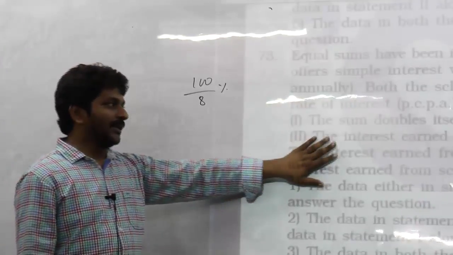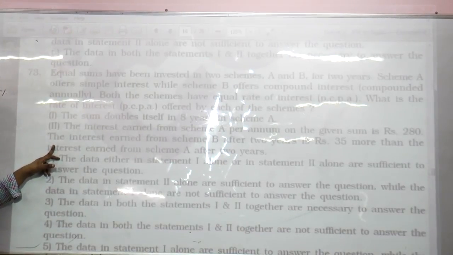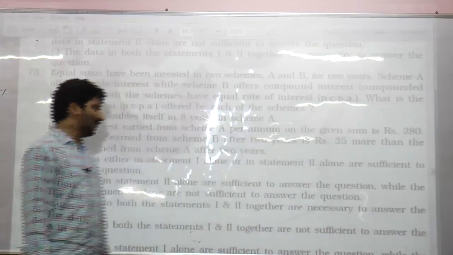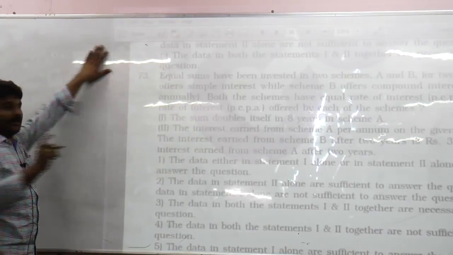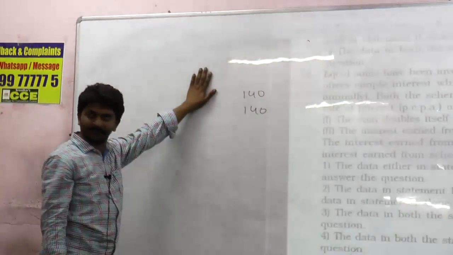Next. The interest obtained from scheme A per annum on the given sum is 280 rupees. Simple interest for 2 years is 280. The interest earned from scheme B after 2 years is 35 more than the interest earned from scheme A after 2 years. Will you get answer from this question? If simple interest for 2 years is 280, what about per year interest? So first year you will get 140 rupees, second year also 140, simple interest.